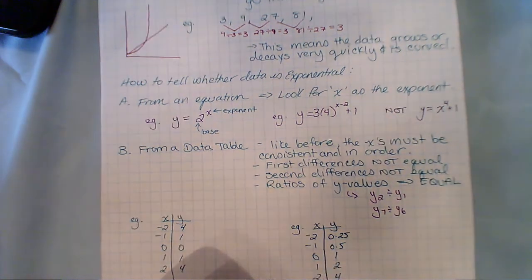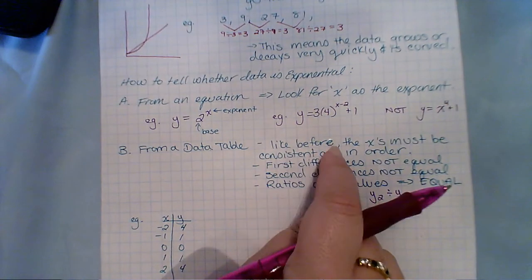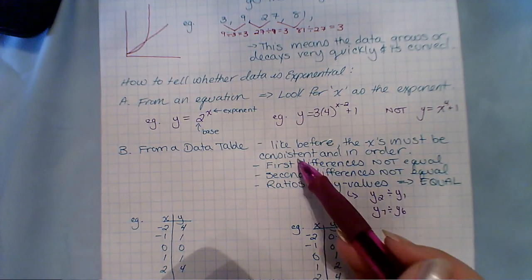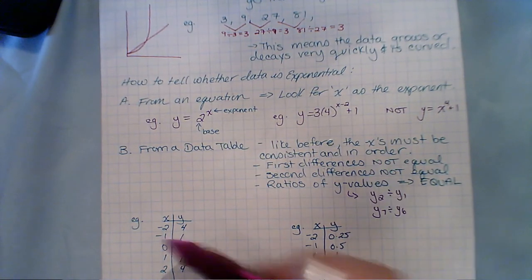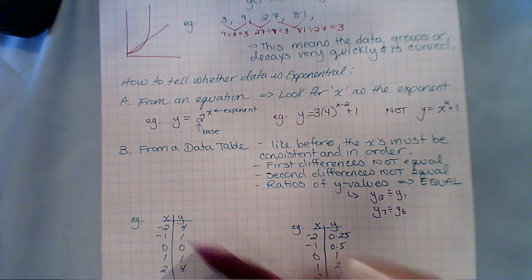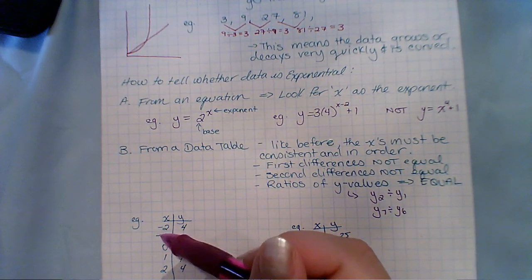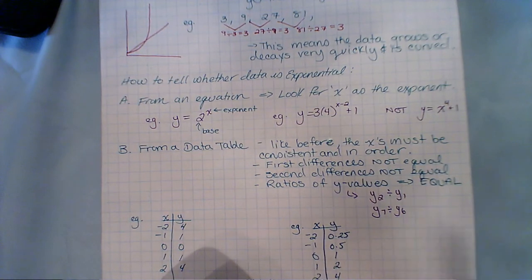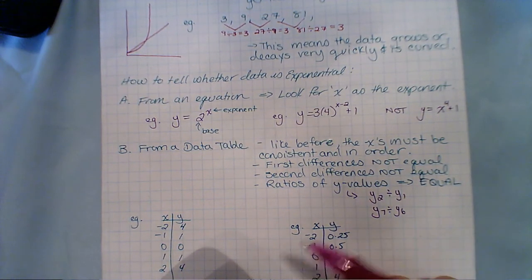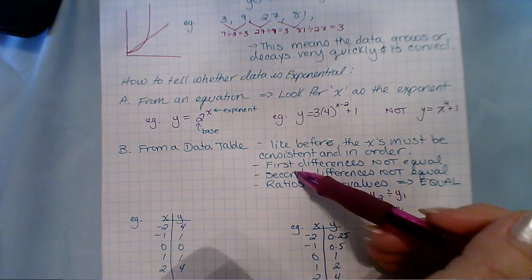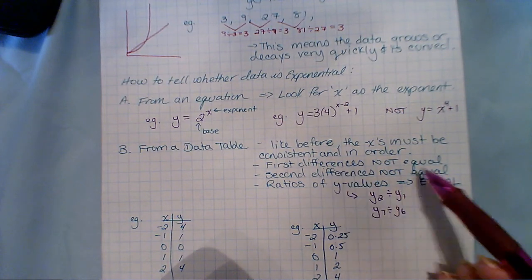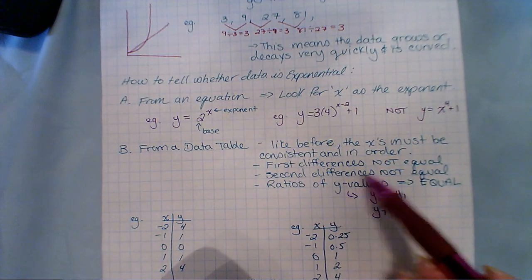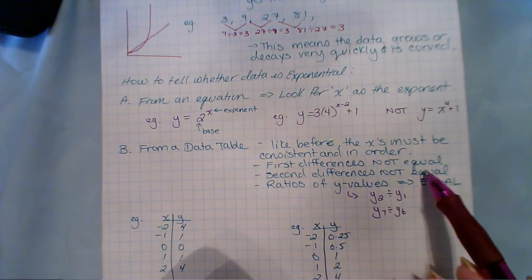If you are given a data table, like before, when we were doing first differences and second differences, the x's still have to be consistent and they still have to go in order. So -2, -1, 0, 1, 2, then 2, 4, 6, 8, 10, and 0, 3, 9, 6, 9, 12. It doesn't matter what the x's are, they just have to be consistent and you can't be skipping any. We still calculate our first differences. If they're not equal, we move on. We still calculate our second differences. If they're not equal, then we know it's not quadratic.